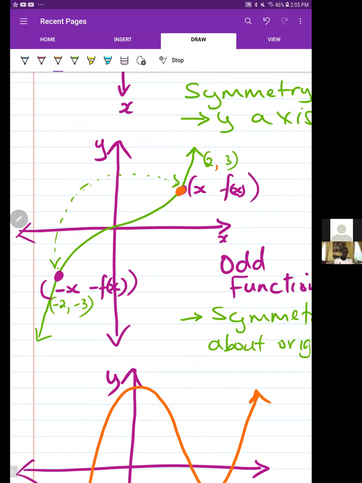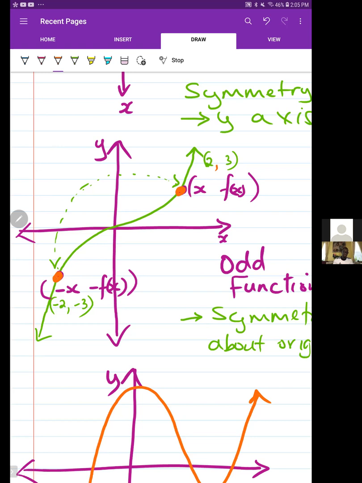So if I have this point (2, 3) that lies on the graph, then I should also have the point (-2, -3). The x value has the opposite sign, the y value has the opposite sign. That proves that they are symmetric about the origin and they are odd.